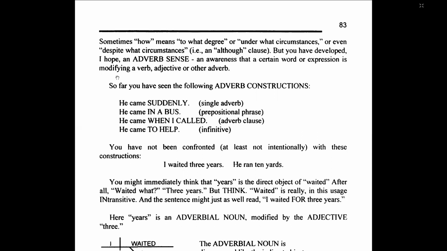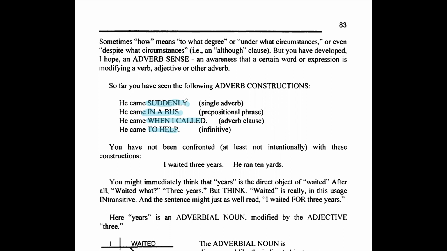And here are the adverb constructions that we've done so far. We've come a long way. He came suddenly, single adverb. He came in a bus, prepositional phrase. He came when I called, adverb clause. He came to help, infinitive. So these are all ways of making adverbs. You have not been confronted, at least intentionally, with these constructions. I waited 3 years. He ran 10 yards.